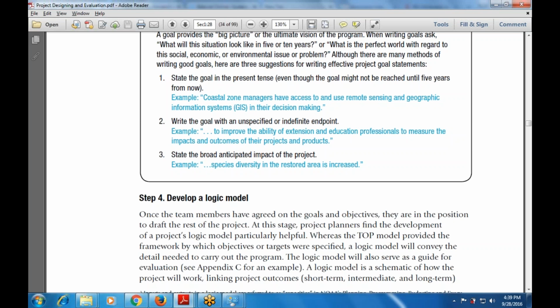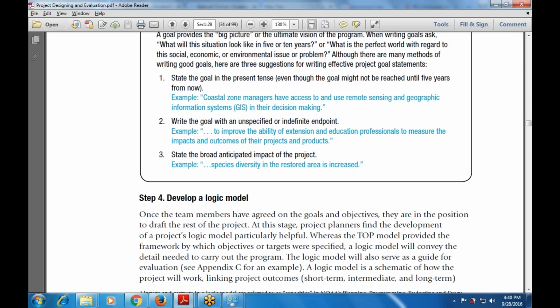Once they have agreed on the goals and the objectives, the project team will be considered a good one, and now they are in a position to draft the rest of the project. At this stage, the project planners find the development of a project logic model particularly helpful. The logic model also provides the framework by which objectives or targets are specified. What is the main objective? What is the main target? And the logic model also conveys the detail needed to carry out the program.